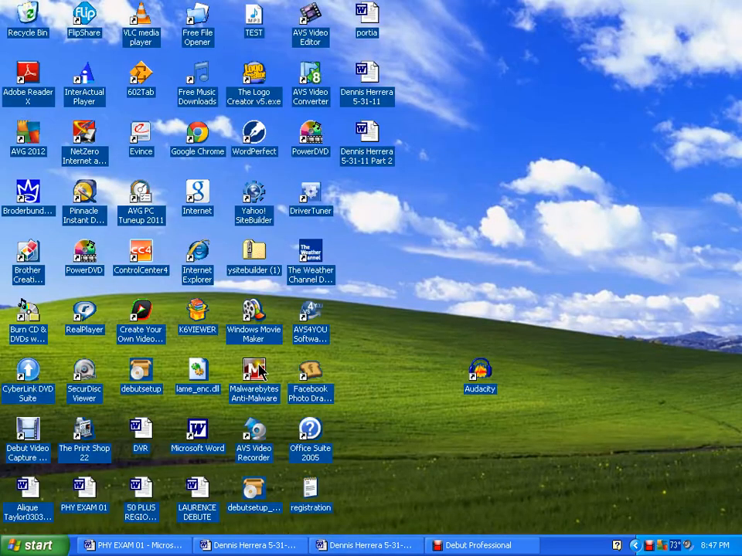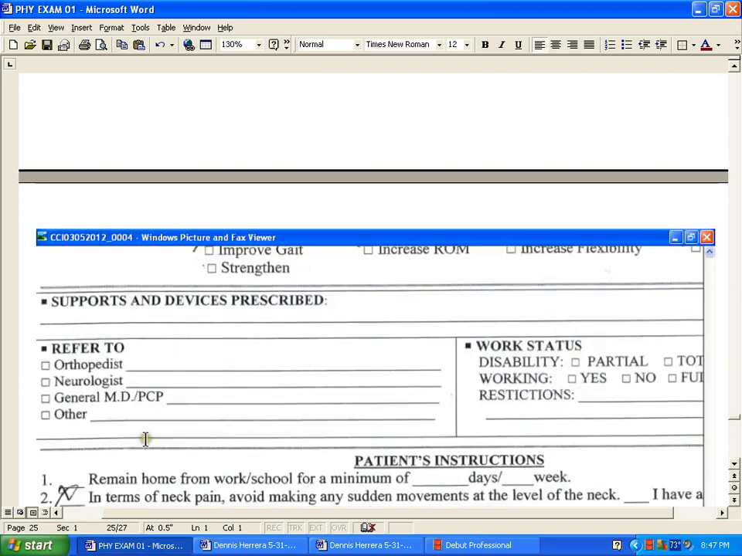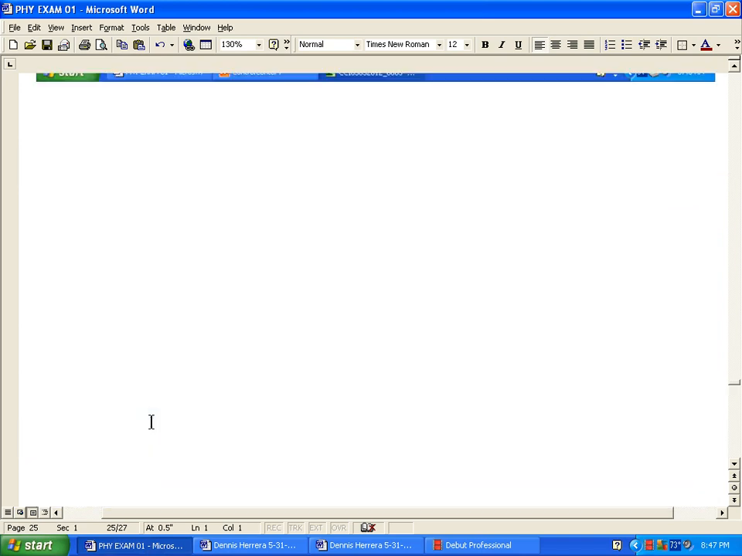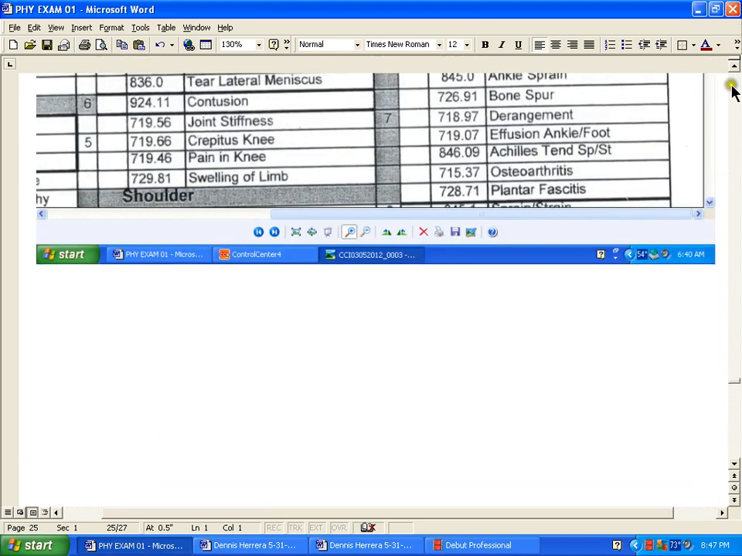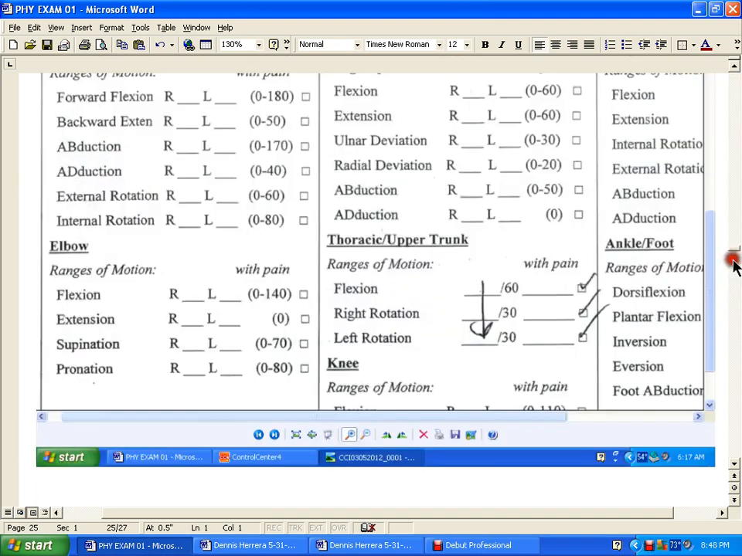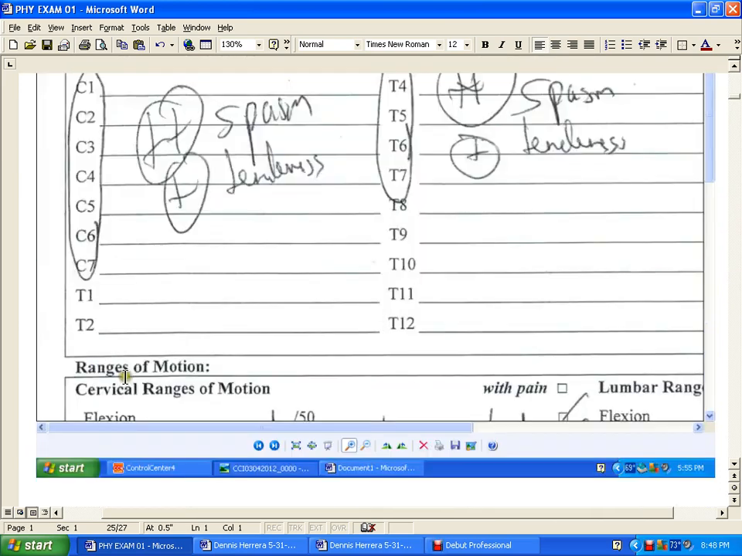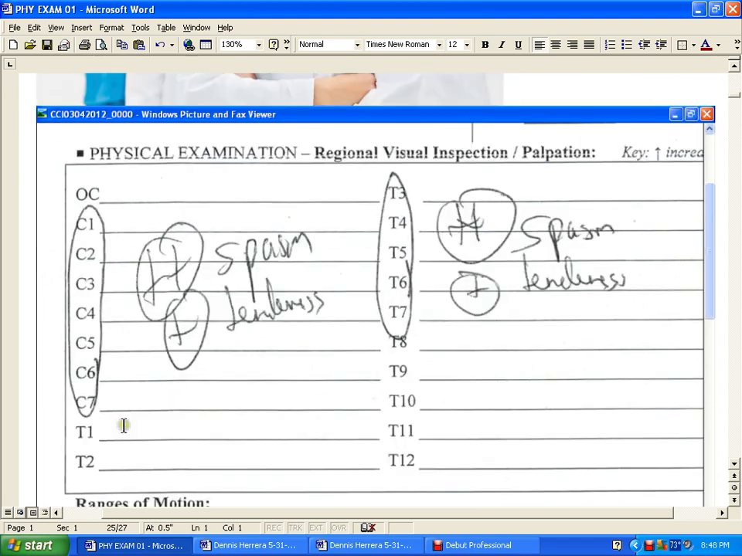Okay. Now we'll go over other things that were not covered in the other movie. Okay, let's see what pages we could look at now. Okay, over here, this is in the inspection and palpation. Let's see.